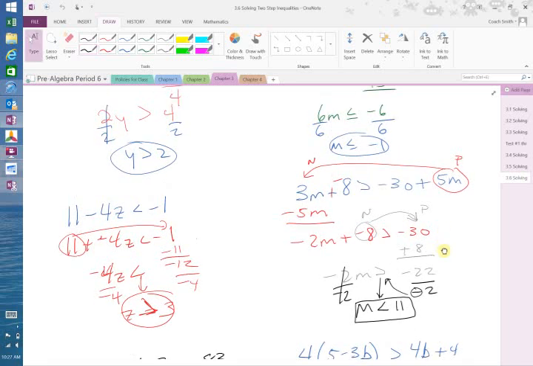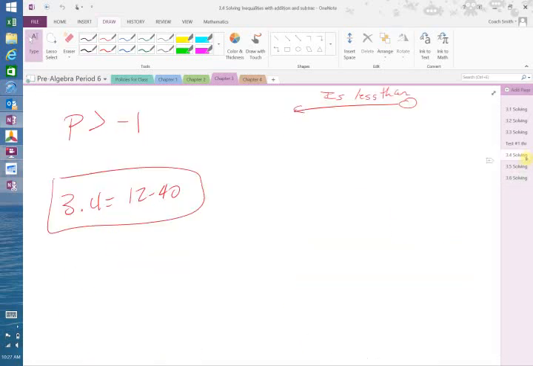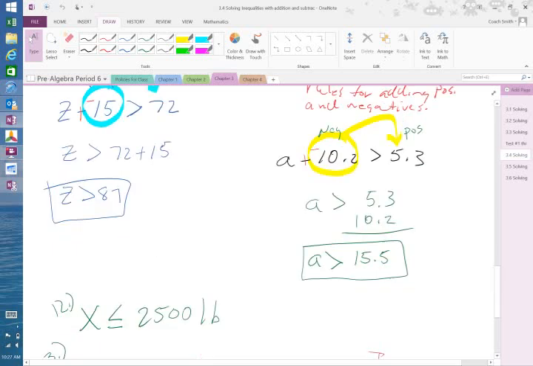Let's see here. Is it there? Let me find it right quick here. Not there.